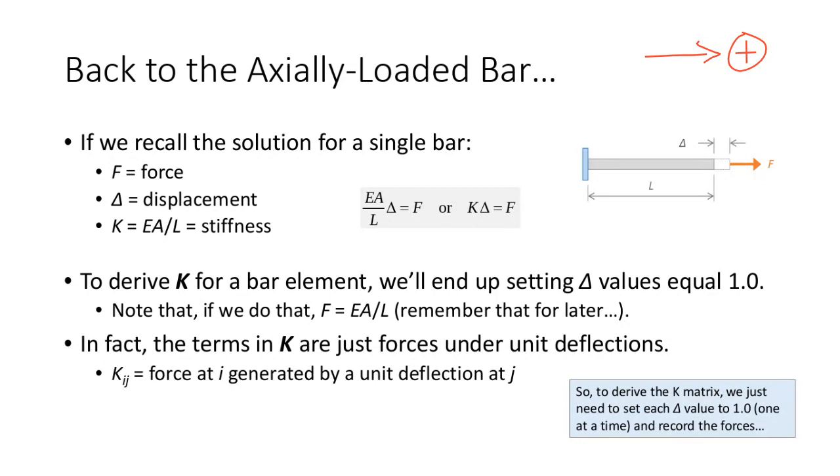The other thing that I want you to look at is this formula right here. What happens if delta equals 1? Okay, if delta equals 1, then your force is just EA over L. So there are 2 things I want you to keep in mind. Forces to the right and displacements to the right are positive, and if delta equals 1, then F is EA over L. Okay.